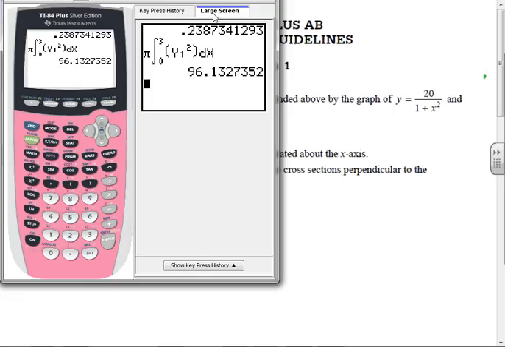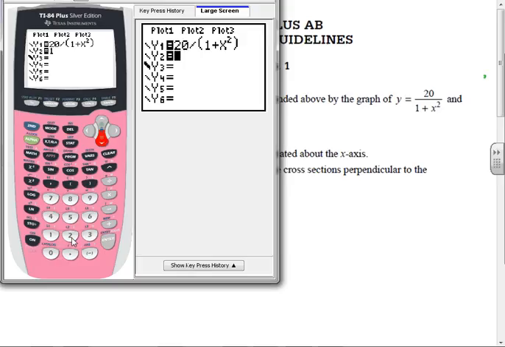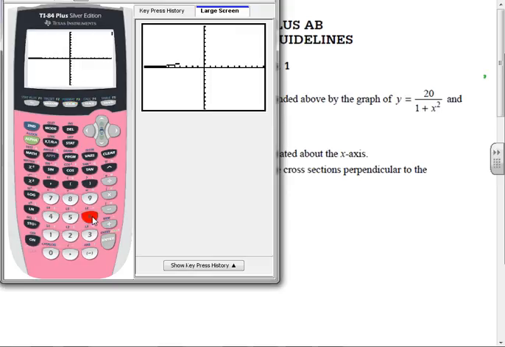Okay, so I'm going to clear all this out, and we're going to go into y equals, and we've got to make sure we enter this correctly. And this is 20 divided by parentheses 1 plus x squared. And you have to go back. Okay, and the other one was y equal to 2, correct? Okay, so we're going to graph that. We will zoom it in a standard window, which is probably what you did. And you get this.